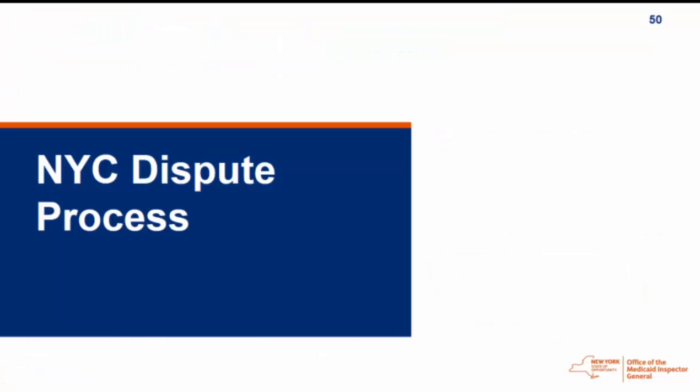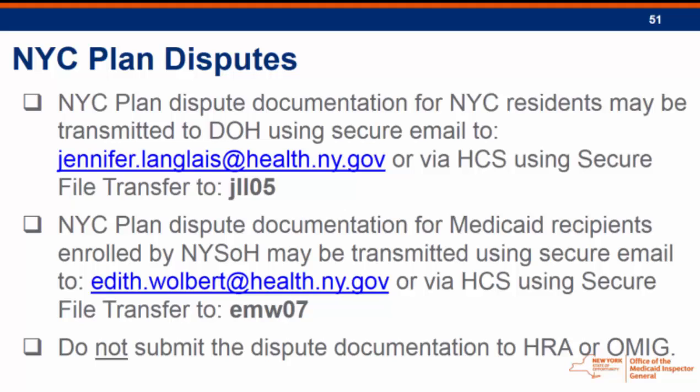New York City dispute process. New York City Plan Dispute documentation for New York City residents may be transmitted to the Department of Health using secure email to jenniferlanglis@health.ny.gov or via HCS using secure file transfer to JLL05. New York City Plan Dispute documentation for Medicaid recipients enrolled by New York State of Health may be transmitted using secure email to edithwalbert@health.ny.gov or via HCS using secure file transfer to EMW07. Do not submit the dispute documentation to HRA or OMIG.